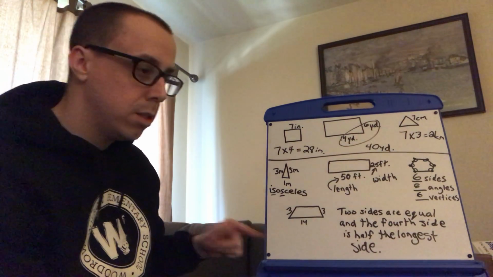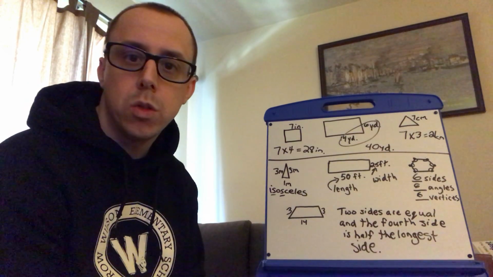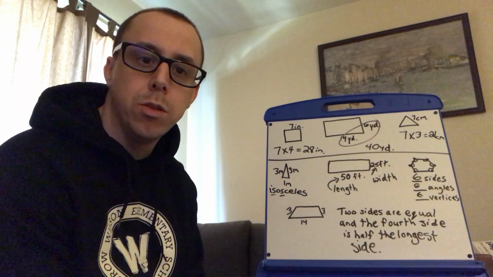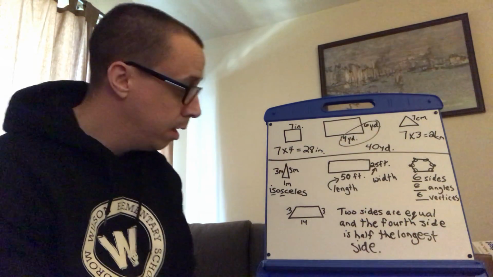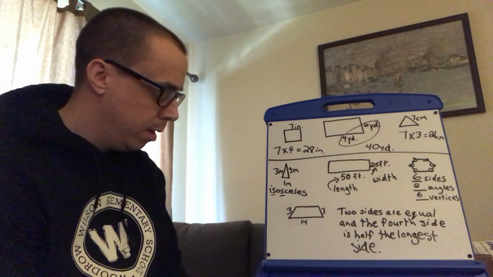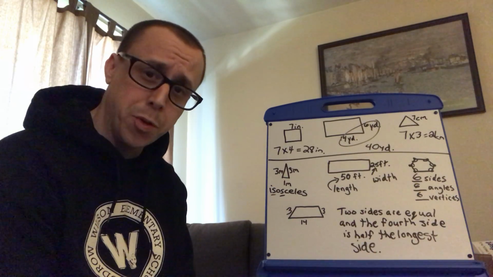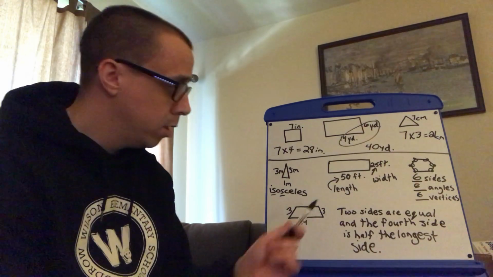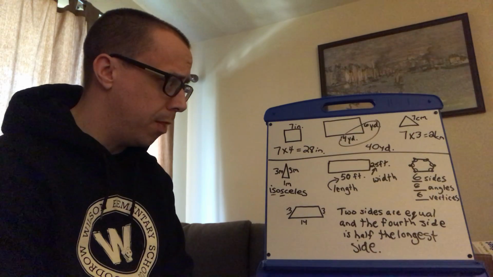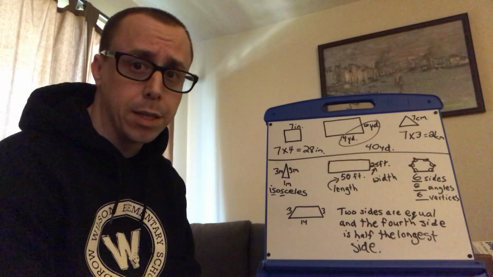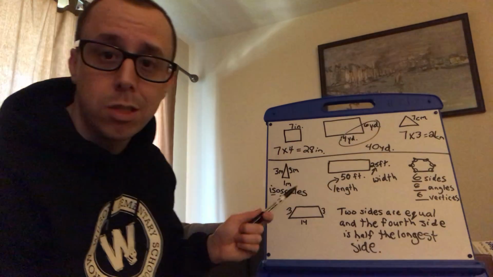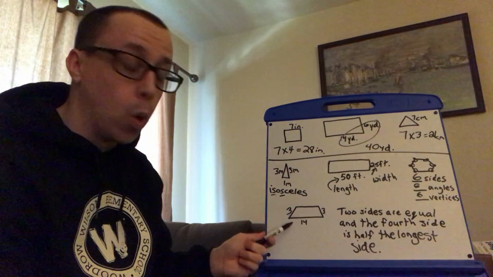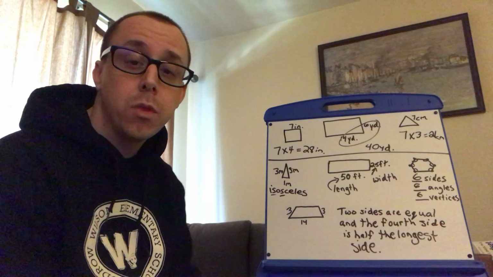Okay, you might see some word problems where they're giving you clues and you have to figure out a missing side or something like that. So here I've drawn a trapezoid, and this is just an example. You will see one similar in your work. It says 2 sides are equal and the 4th side is half the longest side. So here are our 2 equal sides, 3 and 3. Our longest side is 14.